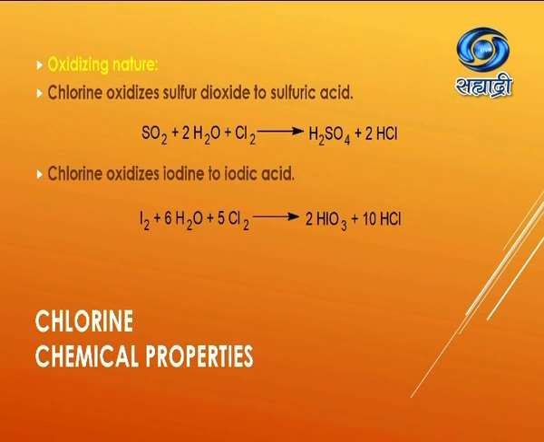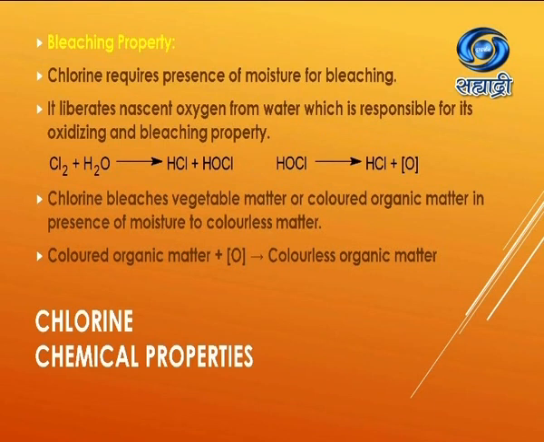HIO3 is iodic acid. One of the important properties of chlorine is the bleaching property. All of us know that chlorine is used as a bleaching agent. So chlorine requires presence of moisture for bleaching. This is again important. Alone chlorine cannot act as bleaching agent, but moist chlorine always acts as a bleaching agent.